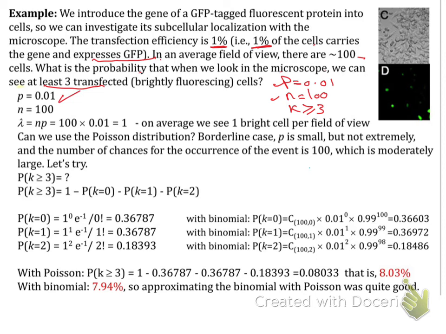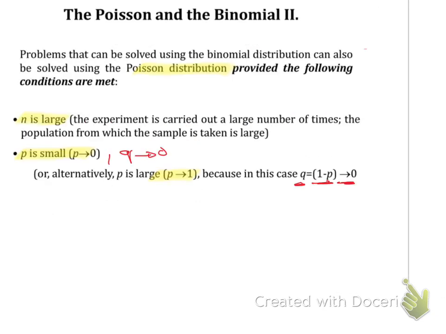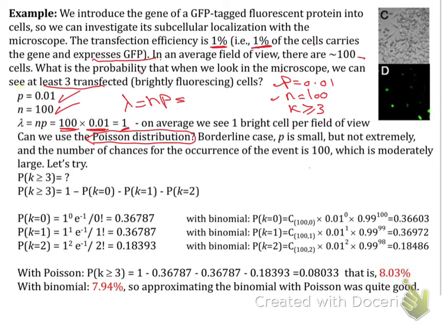P is 0.01, N is this amount. If I have P and N, I can get lambda. Lambda equals NP, okay? So lambda will equal 100 times 0.01, which equals 1. To use the Poisson distribution, I have two other conditions: that n should be large and p should be small. So p here is small, but not so small, but it is small.